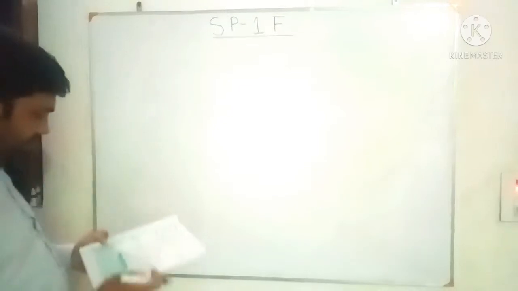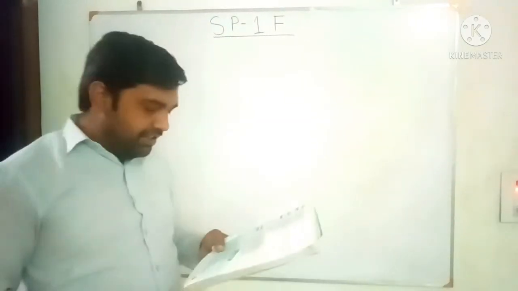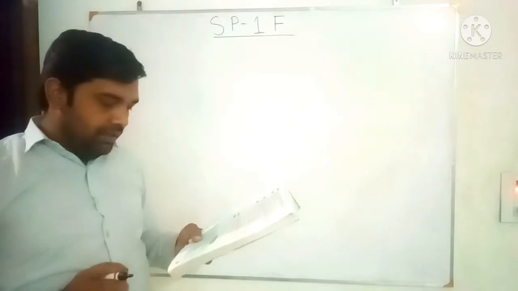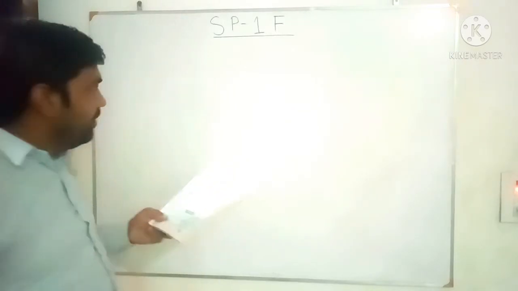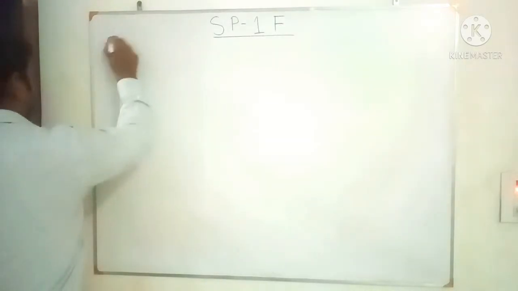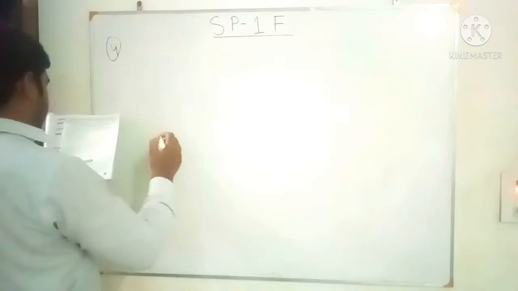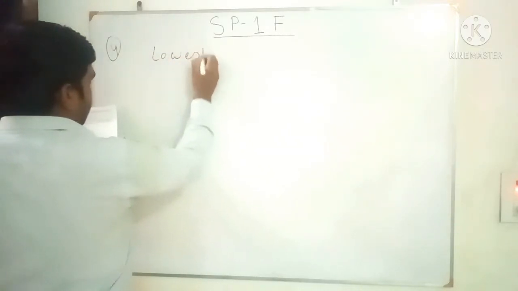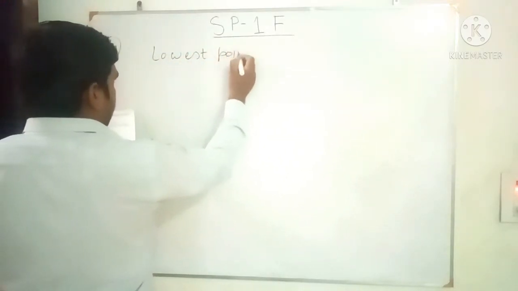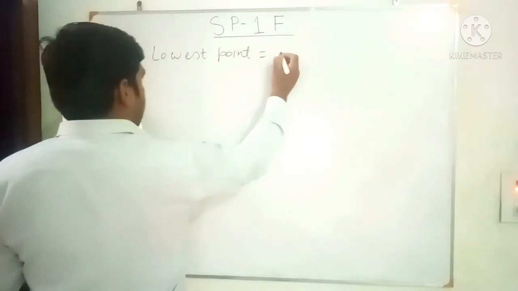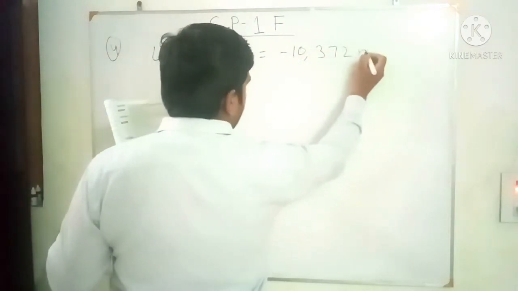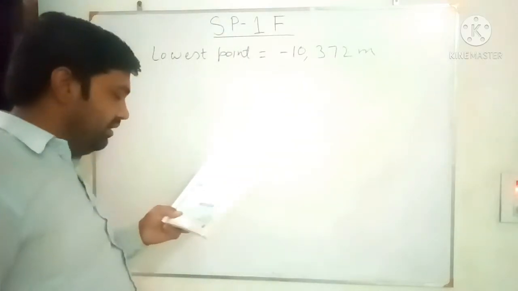Now the question number 4, see. The lowest point of Japanese Trench in the Pacific Ocean is minus 10,372 meter. So the lowest point in the Pacific Ocean is given in question number 4. Lowest point goes to minus 10,372 meter.